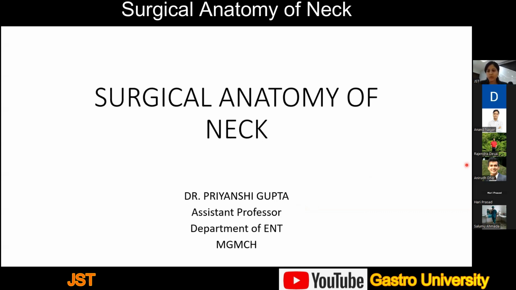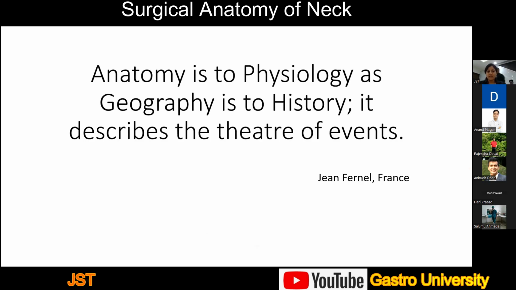Thank you, sir. Very good morning to everyone who's logged in. So, from an ENT perspective, the surgical anatomy of the neck is a lot more than just the esophagus. So, we're going to be dealing with a bird's eye view of what the neck anatomy is and then going and specifying it to the esophagus. So, anatomy is to physiology as geography is to history. It describes the theater of events.